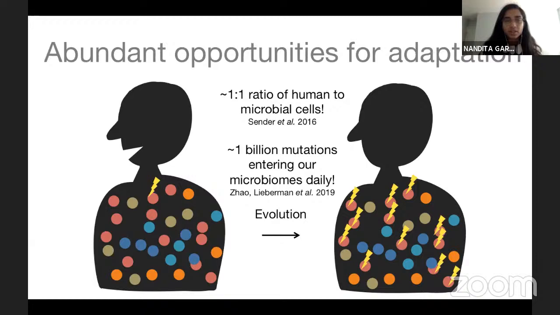And there's actually an abundant opportunity for adaptation in the microbiome. It's been estimated that almost half of our cells are microbial, and that, combined with short generation times and mutation rates, it's been estimated that we have almost 1 billion mutations entering our microbiomes daily.